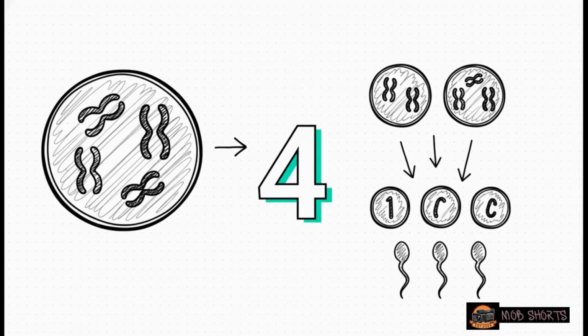And here's the final count. From that one single starting cell, meiosis gives us 4 genetically unique haploid cells. Now, there is a little twist. In males, all 4 of these become working sperm cells. But in females, the resources are divided a bit differently. One cell gets almost everything and becomes the egg, while the other 3, which we call polar bodies, are much smaller and usually just fade away.